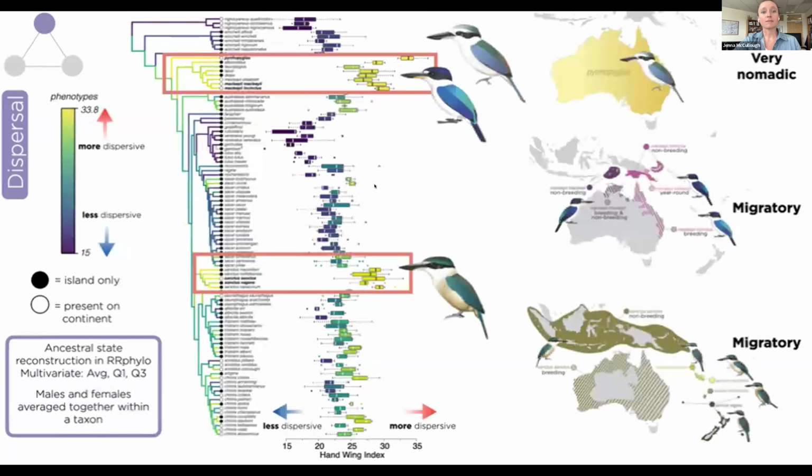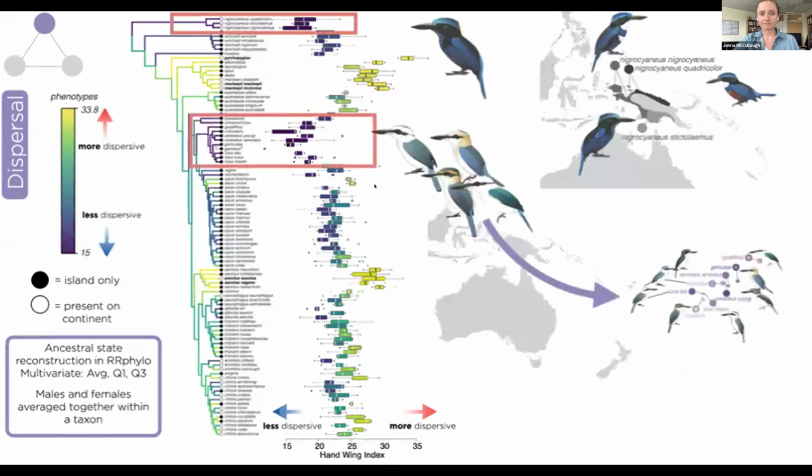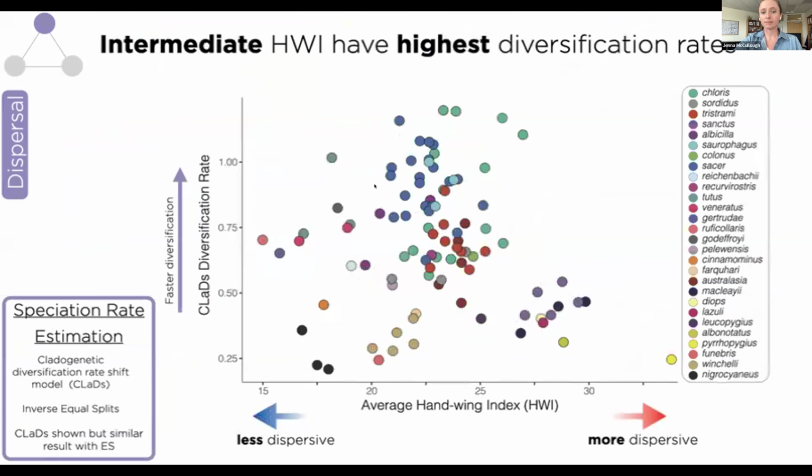We see that the most dispersive birds are those that undergo migration or have established seasonal movements, which is expected, and that the least dispersive groups include sedentary forest birds on New Guinea and those that colonized the most remote reaches of the South Pacific and French Polynesia. Now, it is expected that the sedentary forest birds would have the least dispersive wings, but it is paradoxical that the taxa that have dispersed to the furthest islands also have the least dispersive wing morphologies.